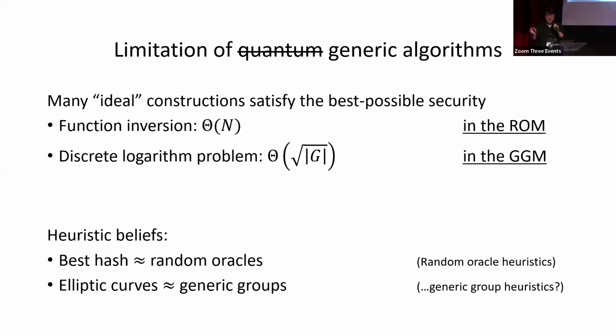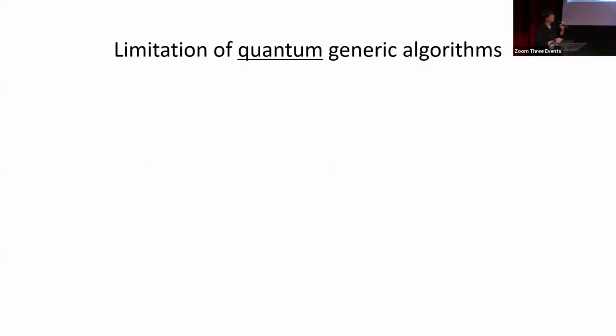And we have a nice heuristic belief. For example, the random oracle heuristic says that our best hash constructions behave like a random oracle. And many people believe that elliptic curves are sufficiently hard, so we cannot extract anything about the encoding, and we can only perform group operations. Of course, there are other things, but basically it's a good belief. So let's get back to the quantum.